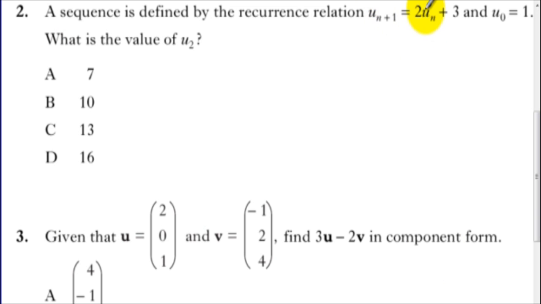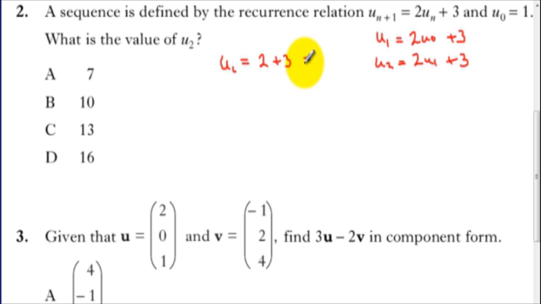u(n+1) equals 2u(n) plus 3, so we can write that u1 is equal to 2u0 plus 3, and we can write that u2 is 2u1 plus 3. So first of all, to find u1, 2 times u0 plus 3, u0 is 1, 2 times 1 is 2, plus 3 is 5. We now use this second equation to find u2. 2 times u1, which is 2 times 5, plus 3, which is 13. So the answer is C.